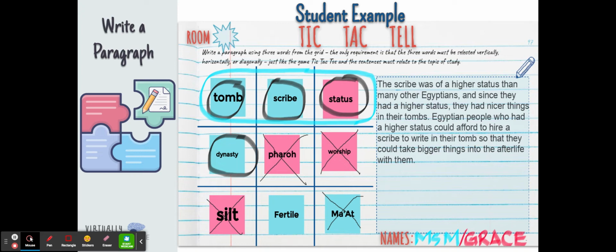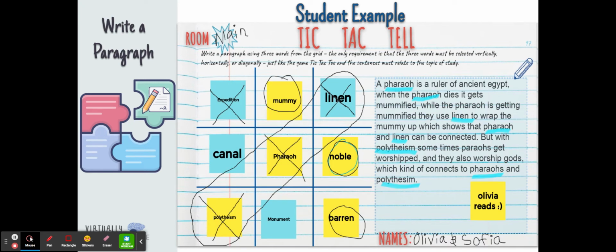The winning words were tomb, scribe, status. And this is a student that I worked with because we had an odd number and they didn't have a partner. The scribe was of a higher status than many other Egyptians. And since they had a higher status, they had nicer things in their tombs. I won't read the whole thing, but you can see we used tomb, scribe, and status in our paragraph talking about what we learned about ancient Egypt.